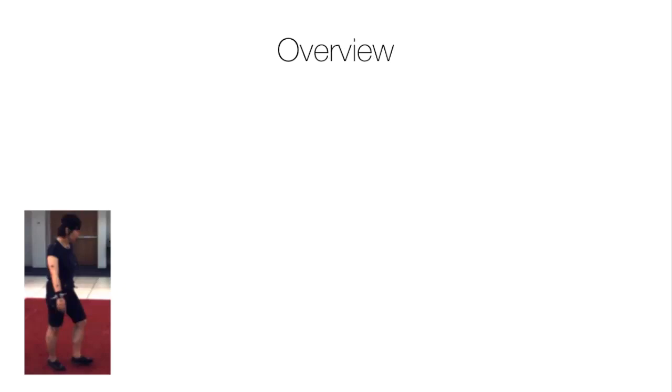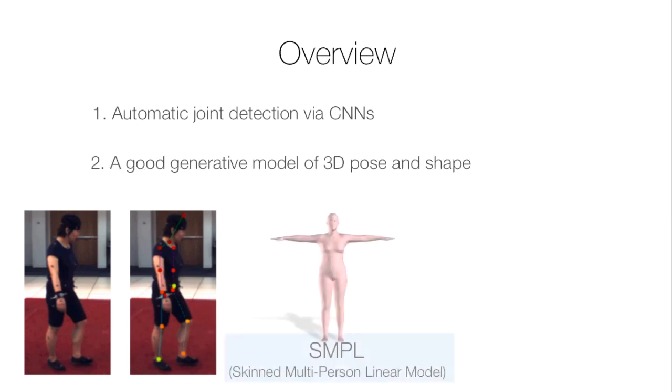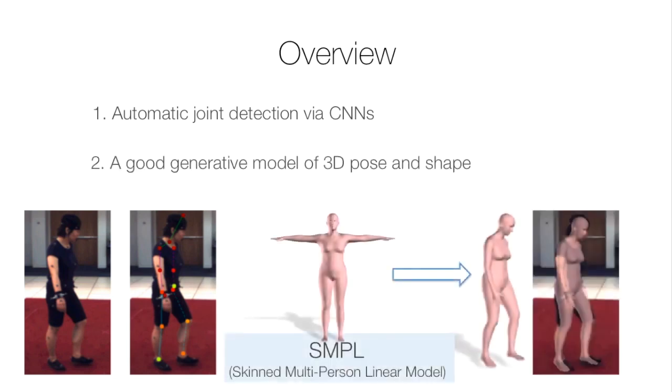We do this in two stages. First, we estimate the locations of 2D joints using a state-of-the-art CNN. Then, we take a generative model of 3D human bodies, called SMPL, and directly optimize its parameters so that the model joints project to the detected 2D joints.